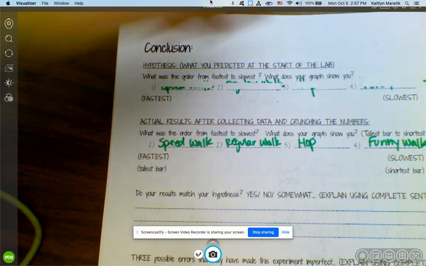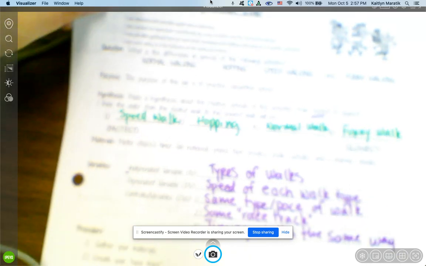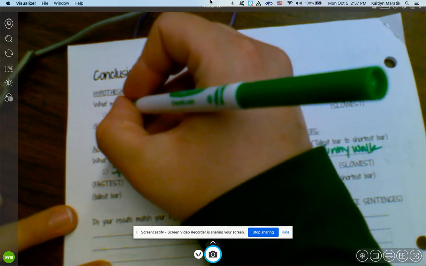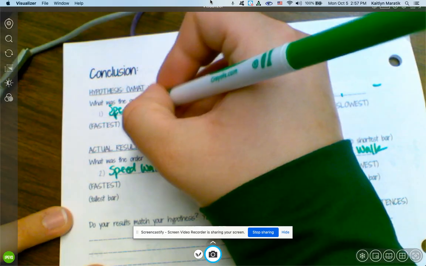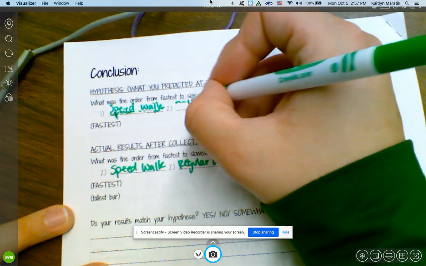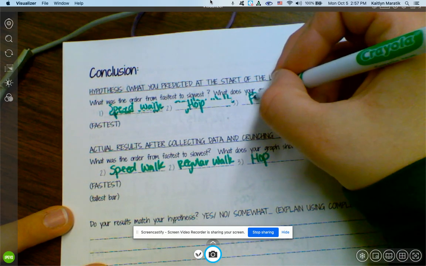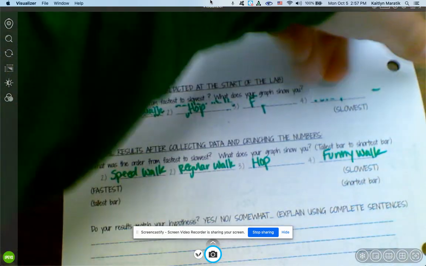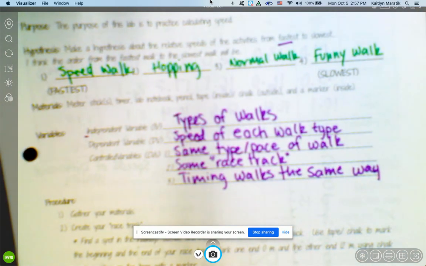So our hypothesis, this is what we predicted at the start of the lab. So I said speed walk, hop, normal walk, funny walk. Wait, regular walk, I think it was. Speed walk, hop, regular walk, funny walk.